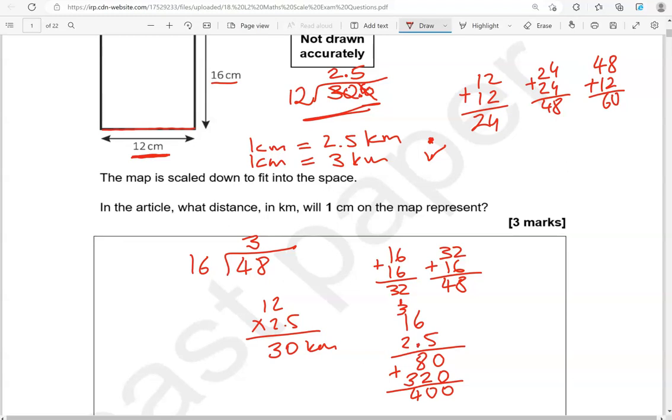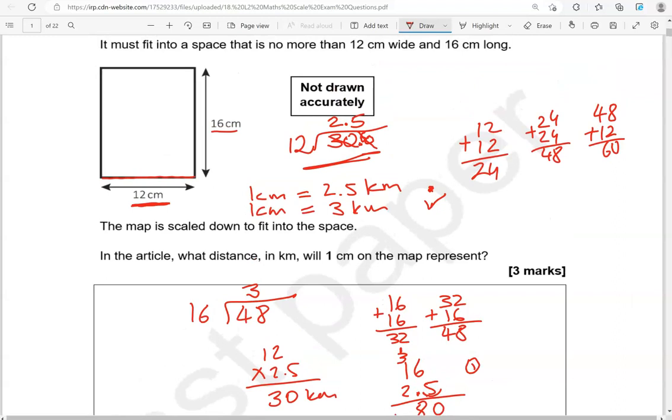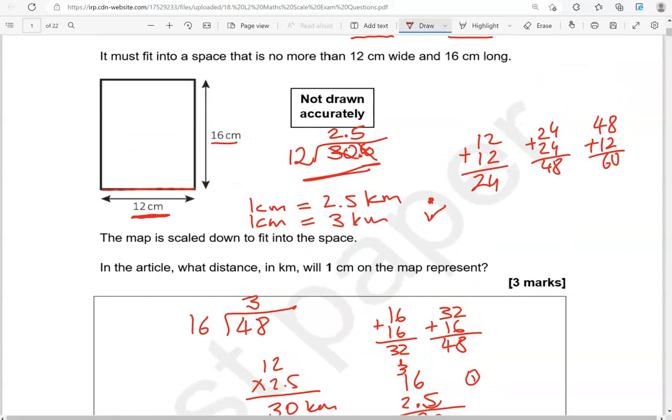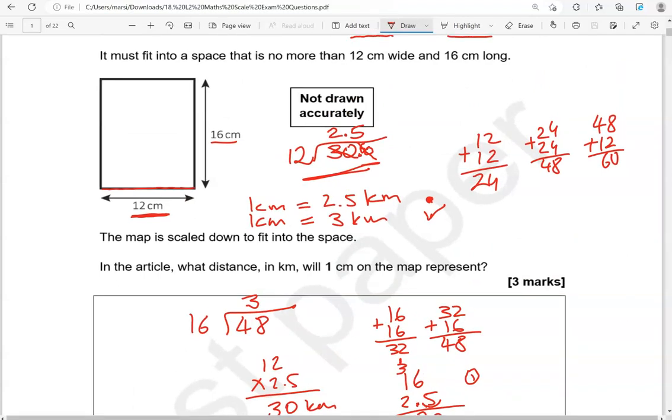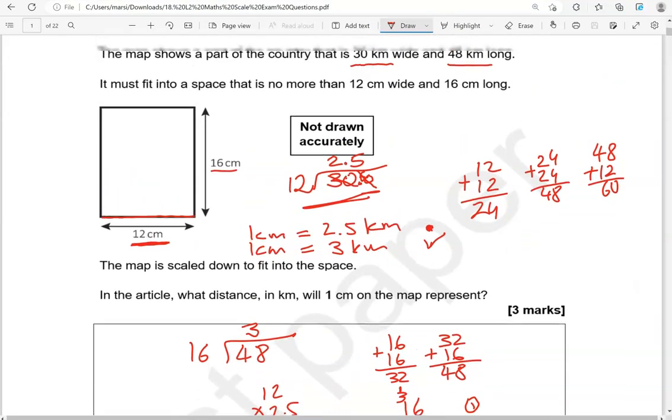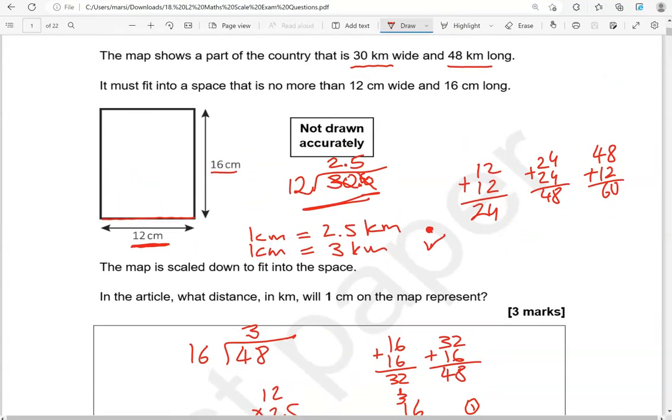So we've got no decimal places in 16 because it's a whole number. We've got one decimal place in 2.5. So we're going to give our answer one decimal place. So going backwards, we get 40 kilometers. So 16 centimeters would represent only 40 kilometers if we used this scale. And that wouldn't be enough because we need to represent along the length 48 kilometers, not 40.